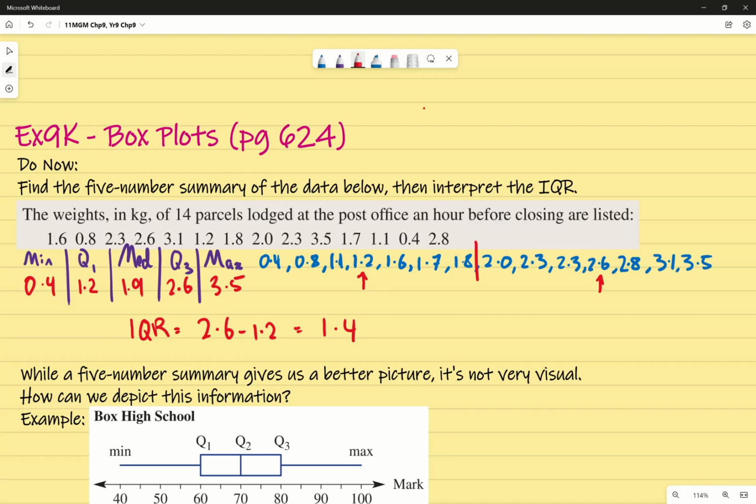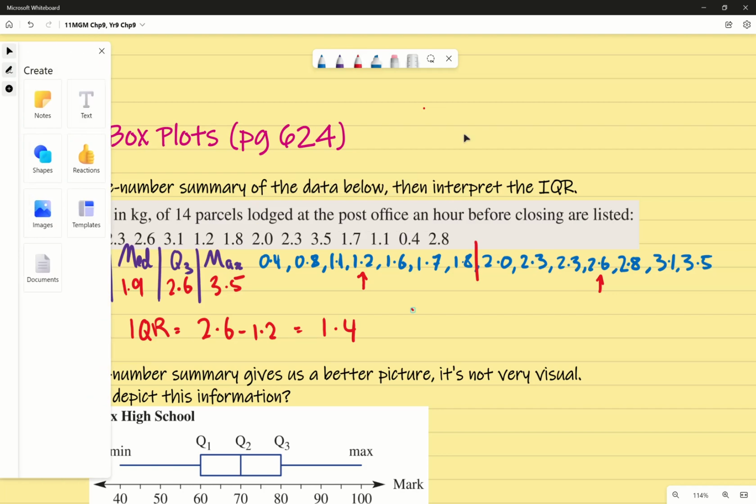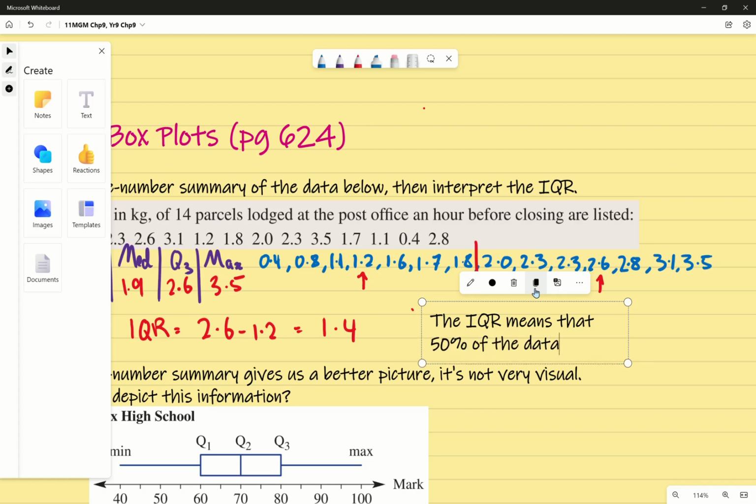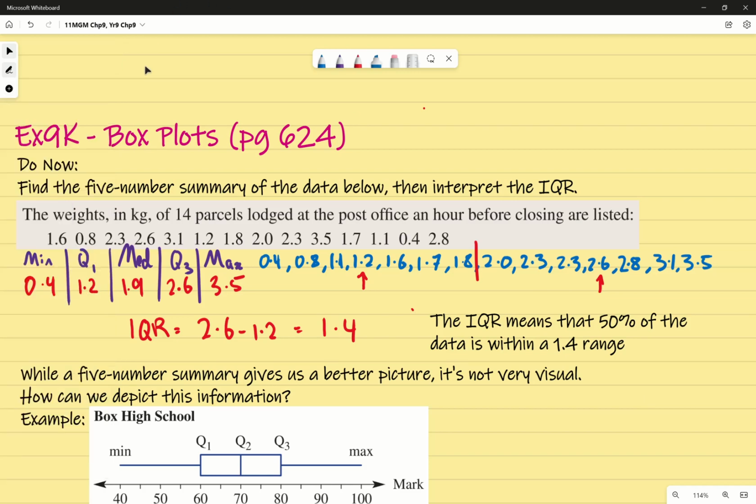Well, it means the middle 50%. So you could say, the IQR means that 50% of the data is within a 1.4 range. So that just means that our data is going to be within a 1.4 range. And we can see what that looks like in a box plot. Alright, let's move on to today's content.